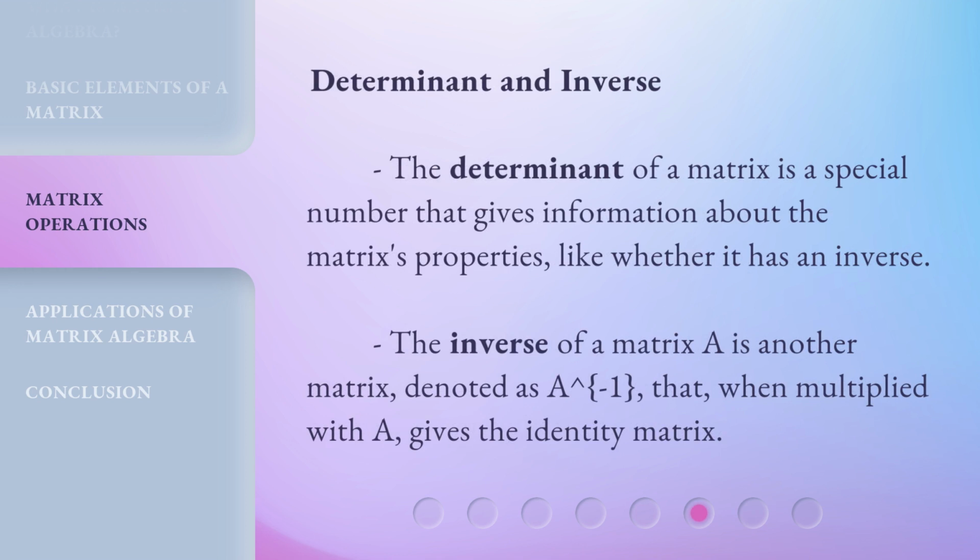Determinant and inverse. The determinant of a matrix is a special number that gives information about the matrix's properties, like whether it has an inverse. The inverse of a matrix A is another matrix, denoted as A^(-1), that, when multiplied with A, gives the identity matrix.